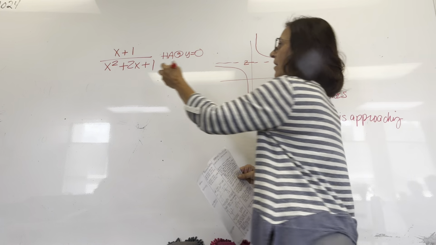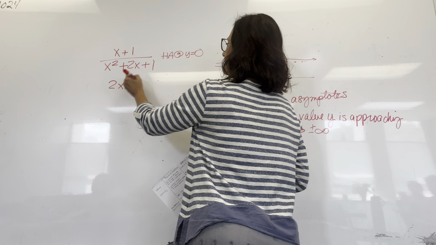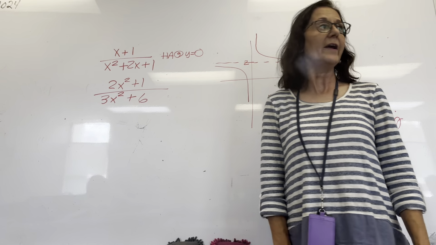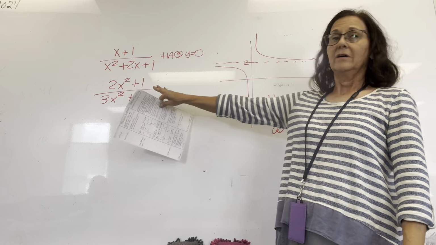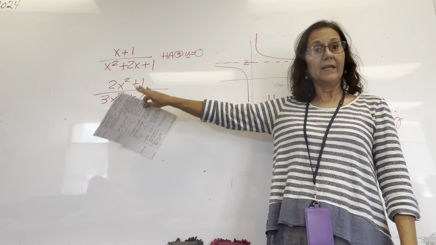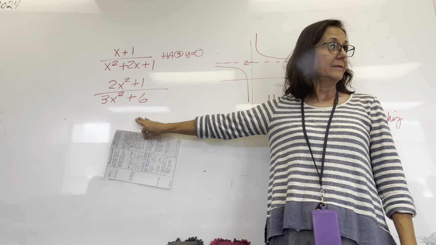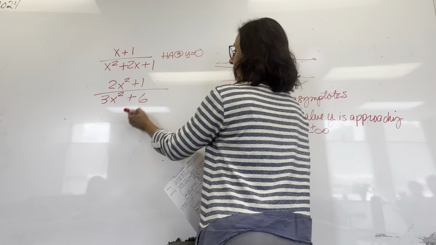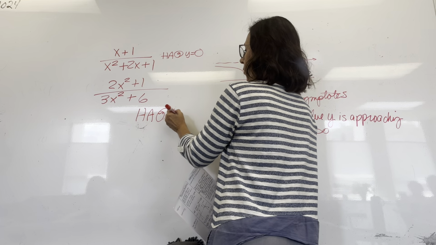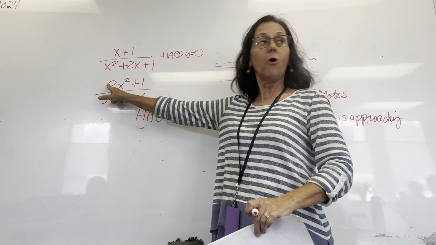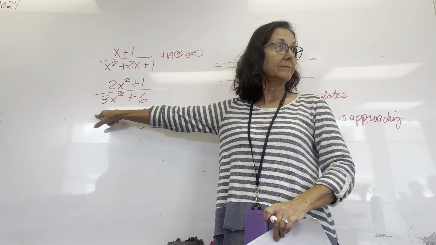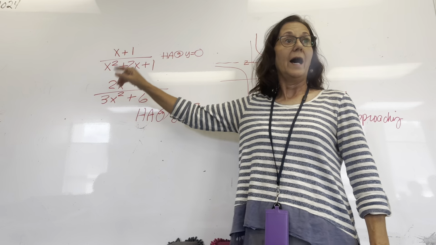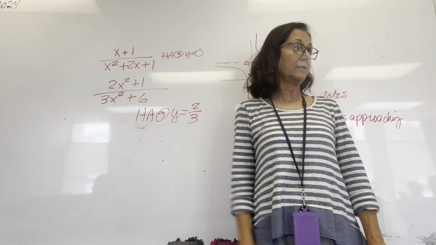Now, when they are equal, so the numerator is a second degree, the denominator is a second degree, then there's a horizontal asymptote at y equals lead coefficient over lead coefficient. When they're equal, lead coefficient over lead coefficient.